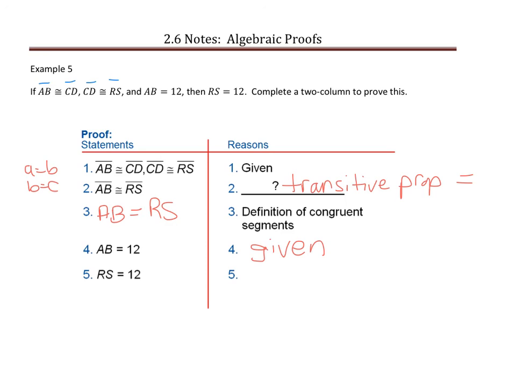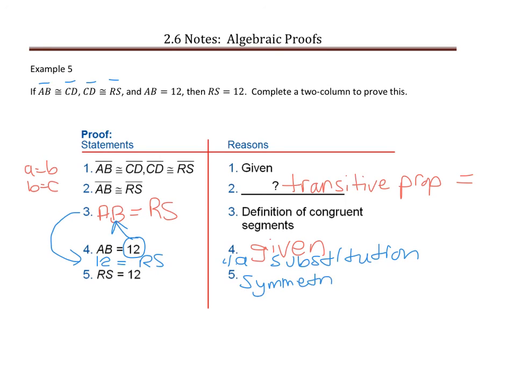We are going to substitute here 12 in for AB. So 12 equals RS. So I'm basically taking row 3 and substituting in 12 for AB. And that's just pure substitution. I'm going to add another row here, 4A. That's substitution. And then finally, how come we can say if 12 equals RS, then RS equals 12? We're just flipping around quantities on either side of the equal sign, and that's the symmetric property of equality.